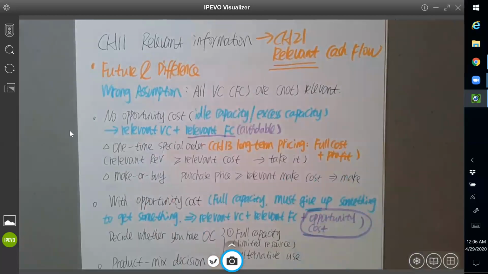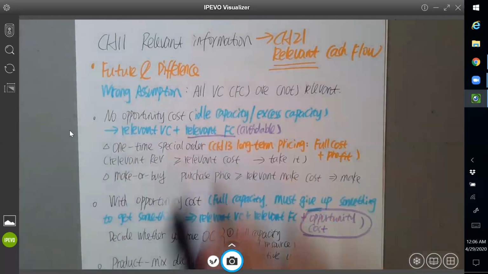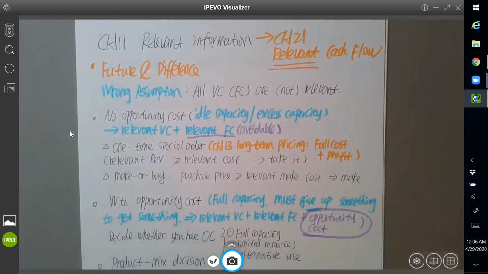So if I ask you, which statement is correct? All the information that makes a difference will be relevant information. You know that's not correct, because it has to happen in the future. We talk about wrong assumptions. You cannot say all of the variable costs are relevant and all of the fixed costs are irrelevant. You have to read the question. But if the question doesn't tell us anything, you can assume for that question that variable cost is relevant and fixed cost is not relevant.